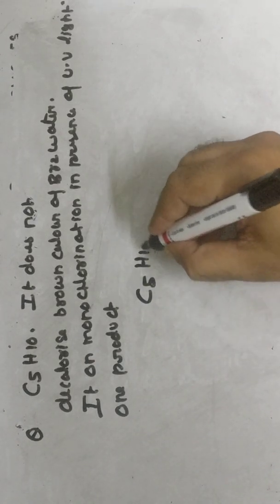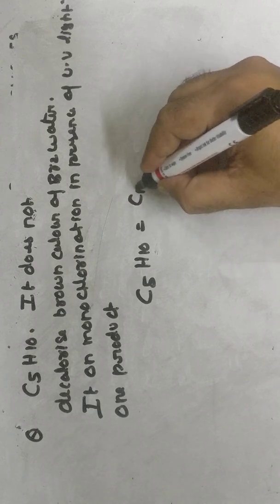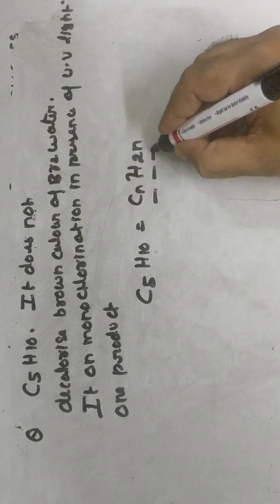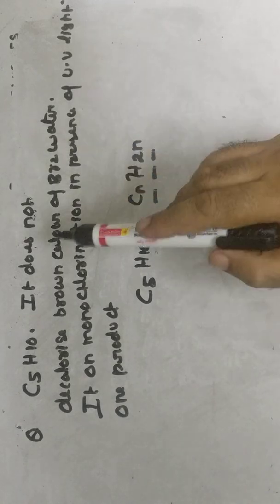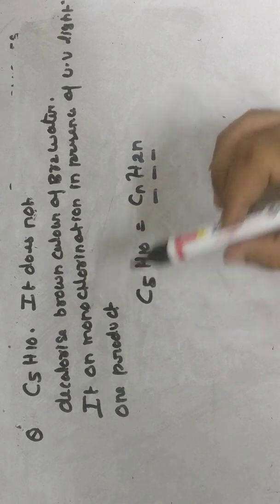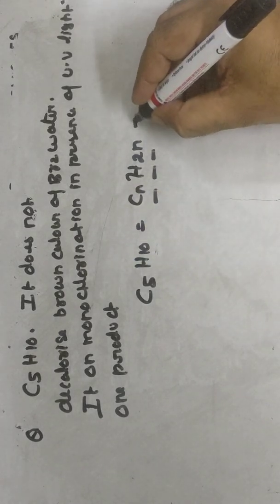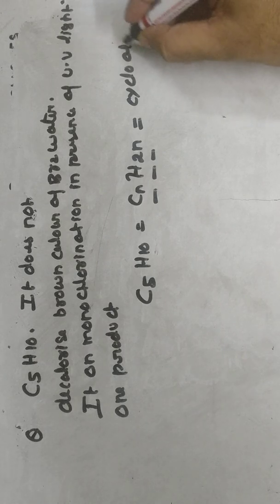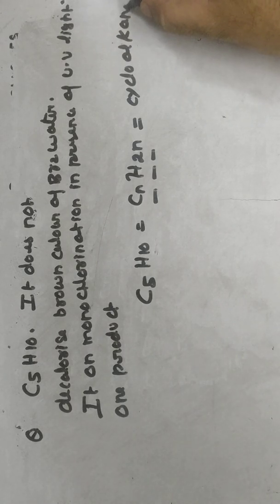C5H10 actually corresponds to the general formula CnH2n, which is the general formula of an alkene. But the question clearly specifies that it doesn't decolorize the brown color of bromine water, so that means it is not an alkene. Now we should know that CnH2n is also the general formula for cycloalkane. So this may be a cycloalkane.